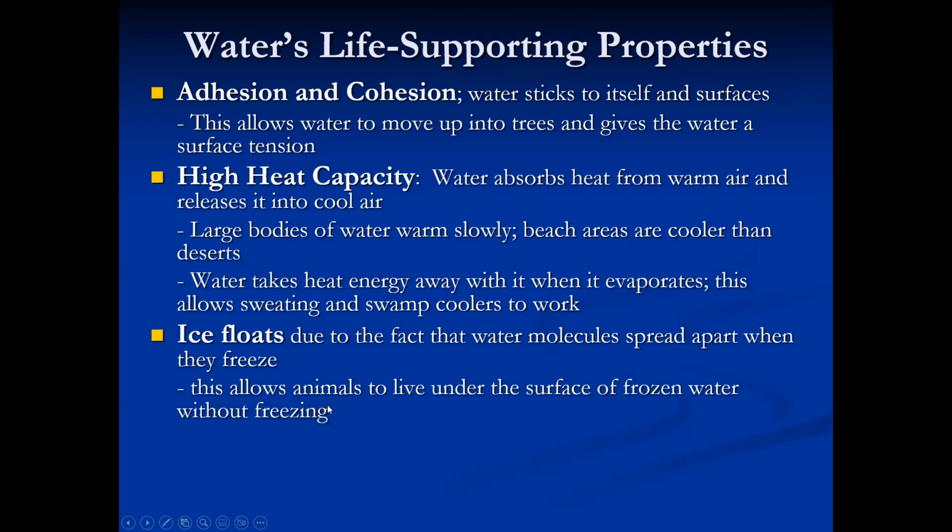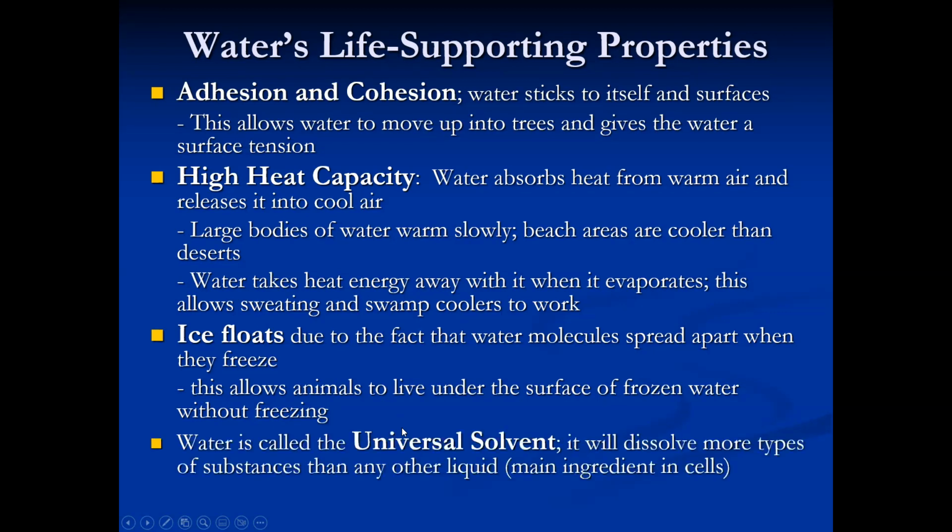What does this do? Well, it allows animals to live under the surface of frozen water without freezing. So what happens? Well, if you're a pond creature and it gets really cold, the water's going to get cold, yes, but a layer of ice is going to form on top. Now, what we're going to see in just a moment is this ice is actually fluffier than liquid water, and it acts as an insulator. It protects the liquid below it from freezing. So animals like frogs and fish can live in a pond without freezing to death, because the ice on the top acts like a thermal blanket protecting the water below it.